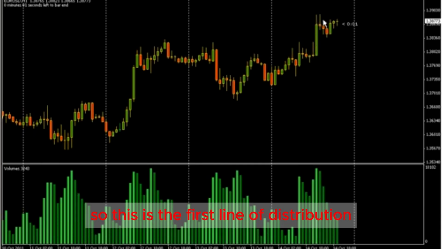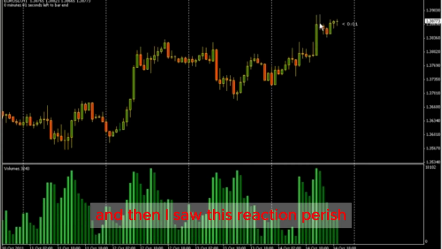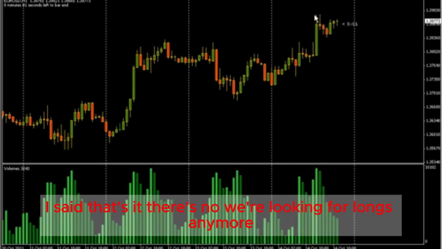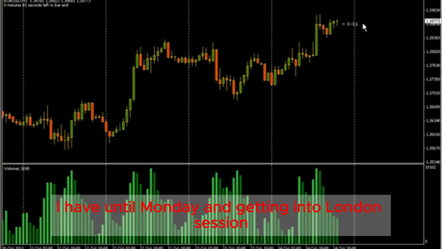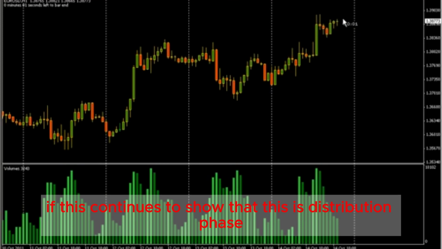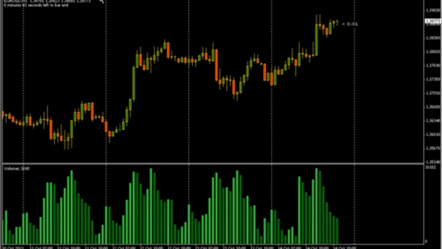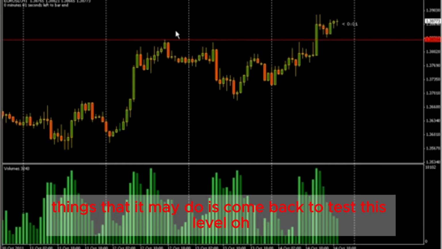So this is the first line of distribution. Once I saw this candle, widespread, pin on top, high volume, and then I saw this bearish reaction, I said, that's it. There's no more looking for longs anymore. This is possibly a distribution phase. Of course, I have until Monday, and getting into the London session, I would have to worry about getting into a trade, and I can see if this continues to show that this is a distribution phase, and I'd be looking for a short. But one of the common things that it may do is come back to test this level.